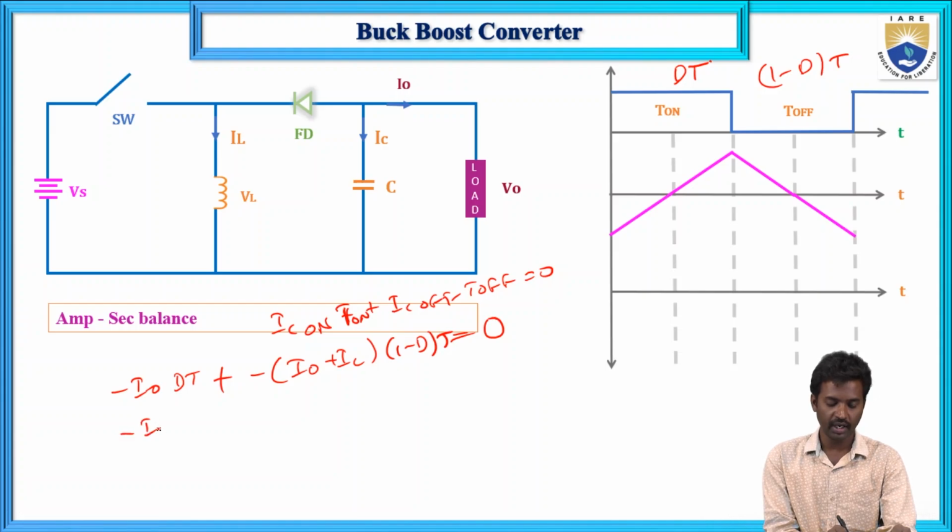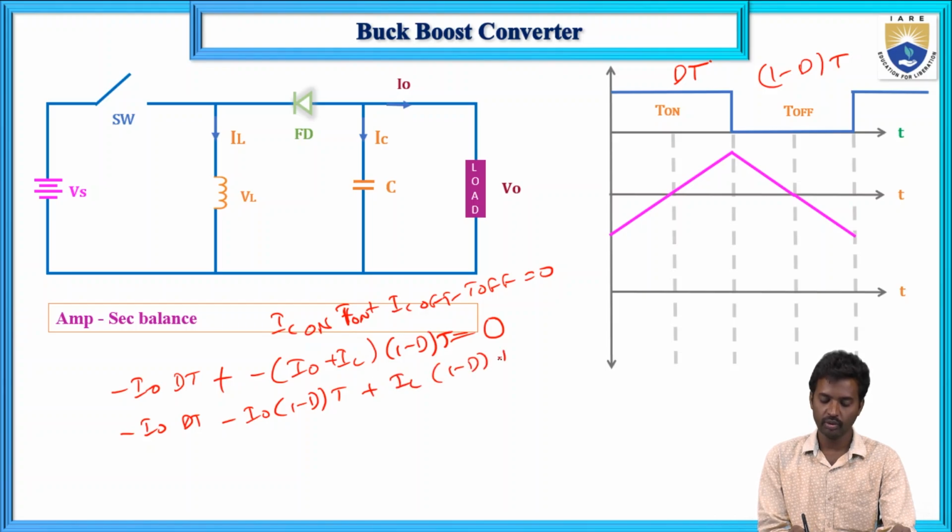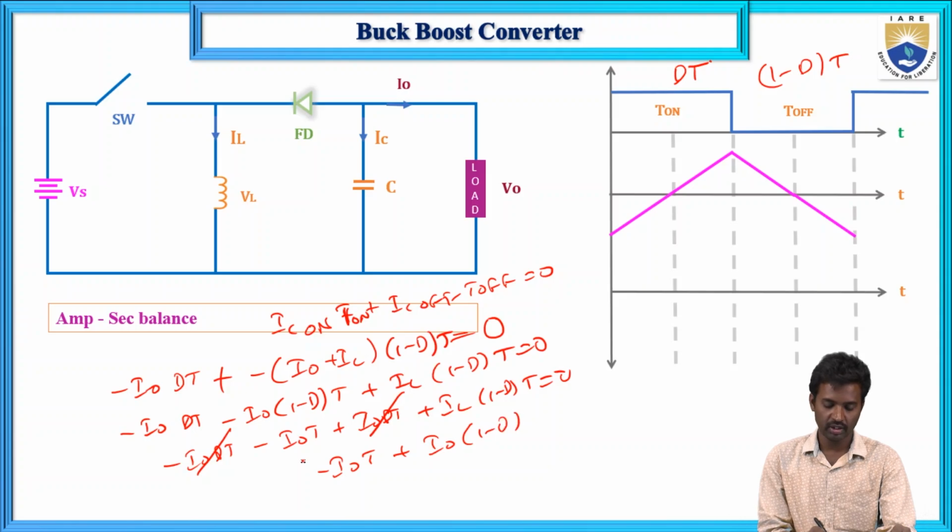So here you need to calculate this IL of DT. Minus I naught into 1 minus D into T, plus IL into 1 minus D into T, equals 0. First, minus I naught DT, so minus I naught T plus I naught DT plus IL into 1 minus D into T equals 0. This is positive and this is negative, so it gets cancelled.